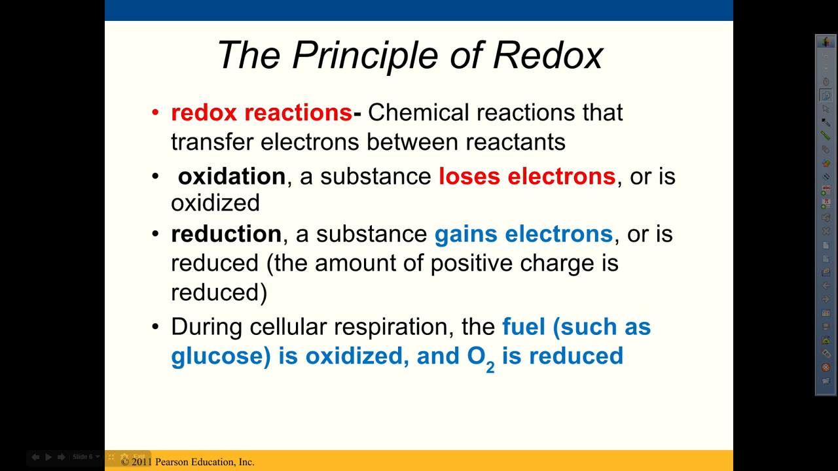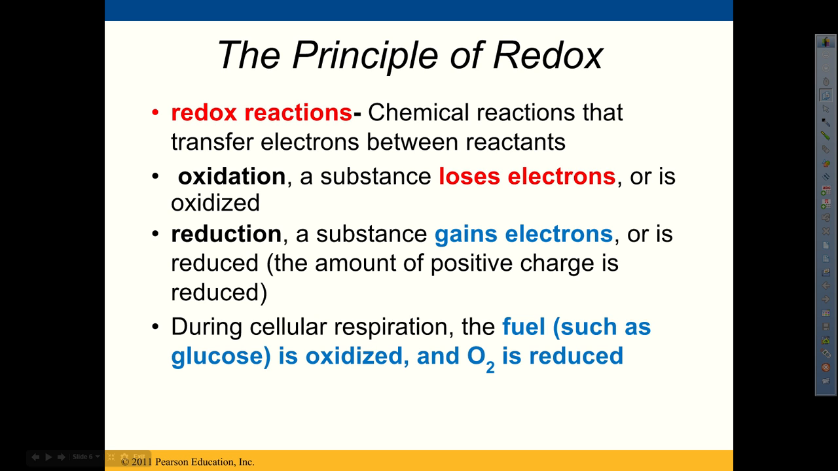This reaction is called a redox reaction. Redox comes from the terms oxidation and reduction. A substance that's oxidized is anything that loses electrons. You are reduced when you gain electrons, and that might sound counterintuitive, but basically if you are gaining electrons, your charge is now more negative, so you have a reduced charge value. I know that's kind of funky, but it works.